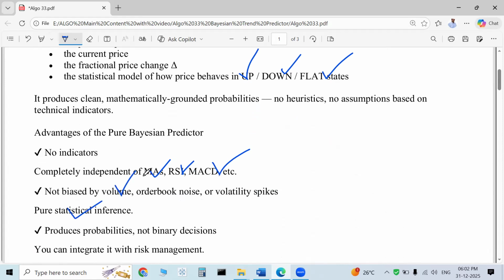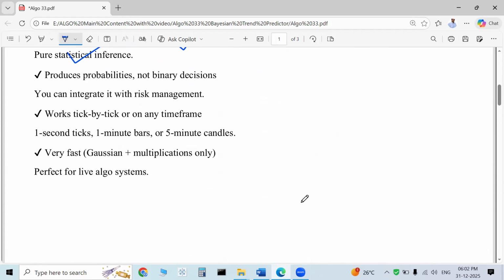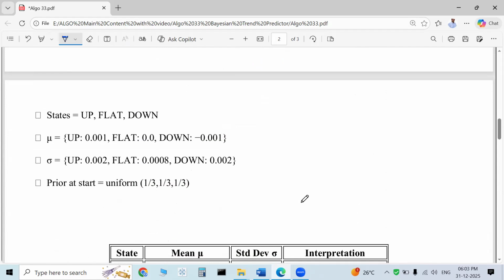It is not biased with volume, the order book, the volatility spike. It works with the logic of pure statistical operation. It produces the probability, and based on that, we are going to find out whether it is up movement, down movement, or the flat movement.